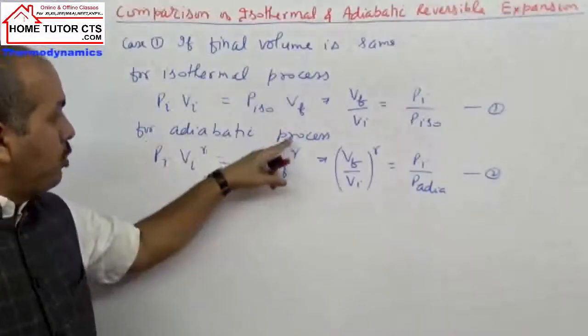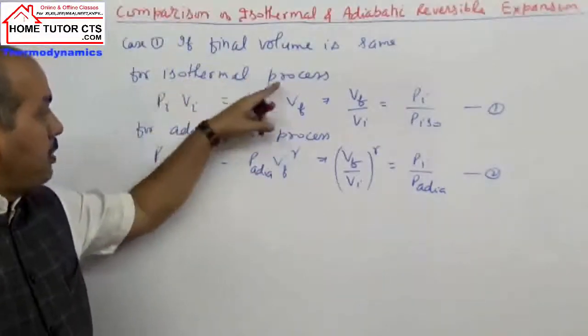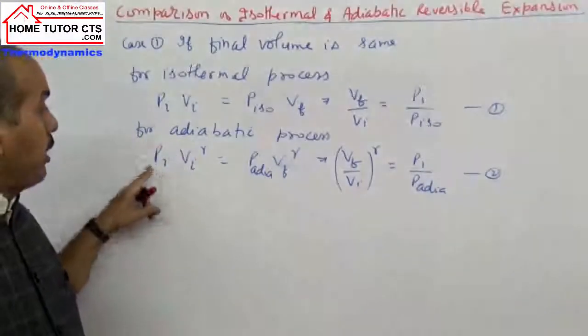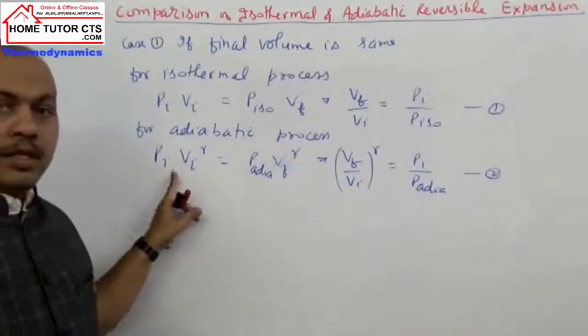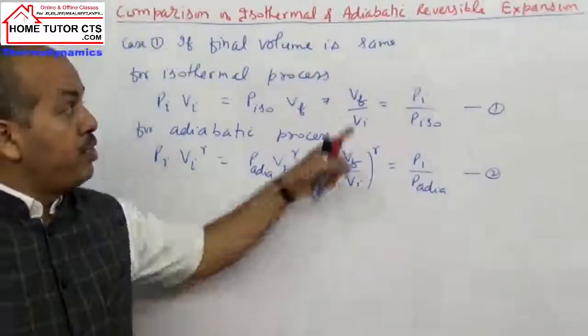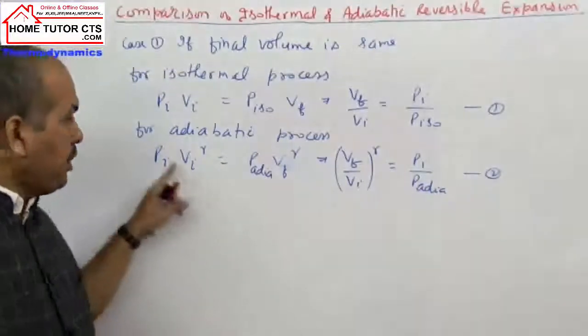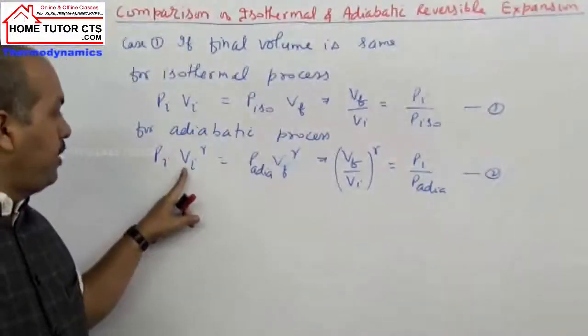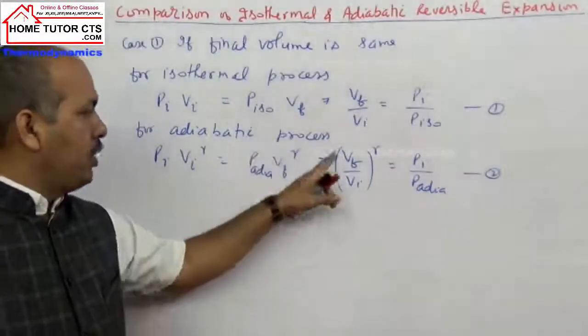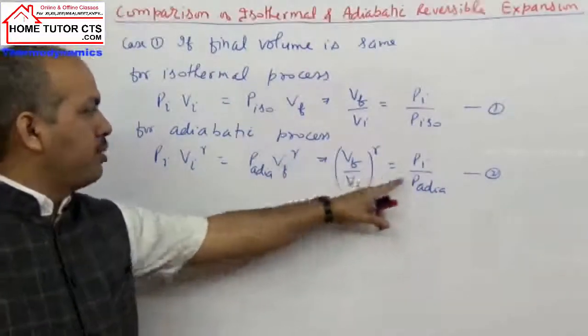One is adiabatic process, one isothermal process, same final volume. But in adiabatic process we can't apply the same expression because temperature will not remain constant. There is fall in temperature for expansion. So I write the relation P initial V initial power gamma is P adiabatic V final power gamma, or the relation of volume can be taken from here.